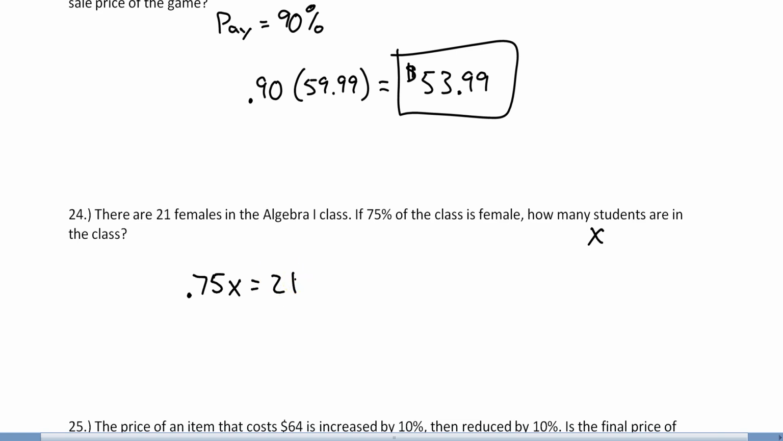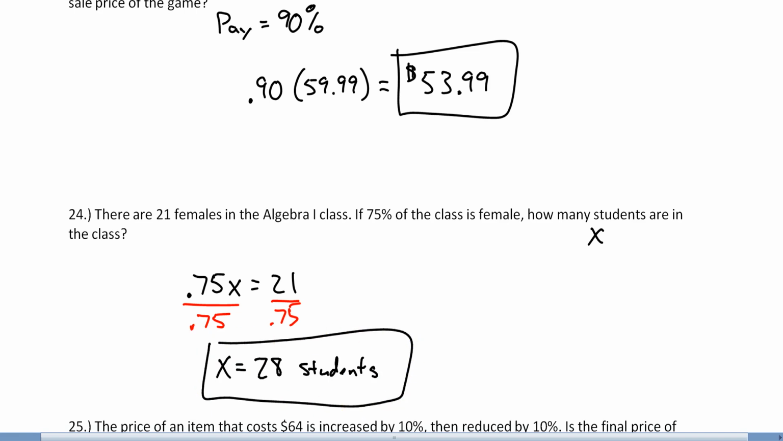See, this 21 already represents 75% of the population. So now I'm working backwards. So now I'm going to solve this equation by dividing each side by the 0.75. All right. Again, if you want to set it up and do it as the is over of equals percent over 100, that's perfectly acceptable. You can do it that way. This is just a little bit faster, a little bit smoother in terms of that. So that's 28 students in the entire class.